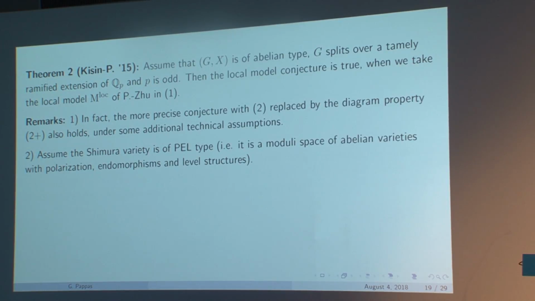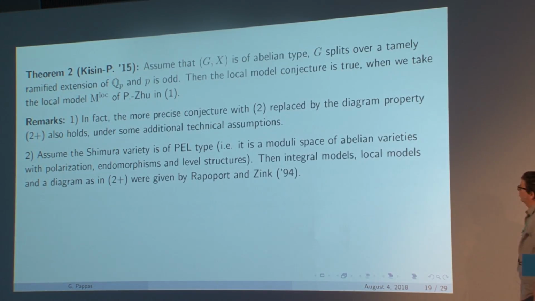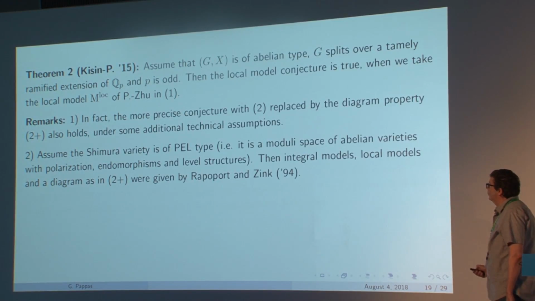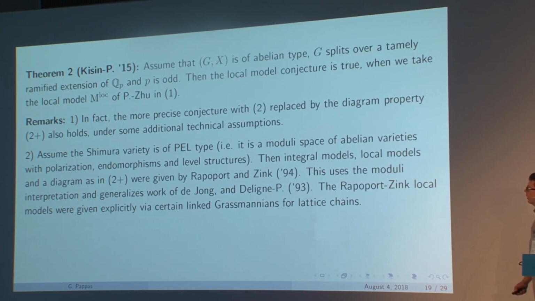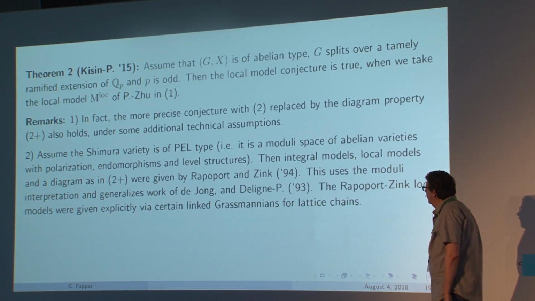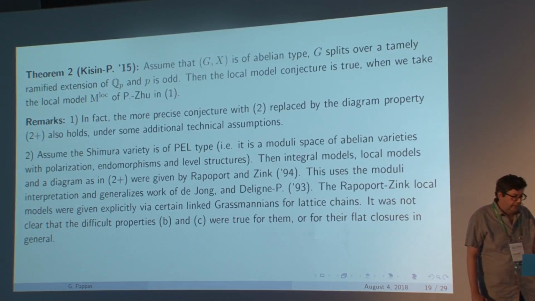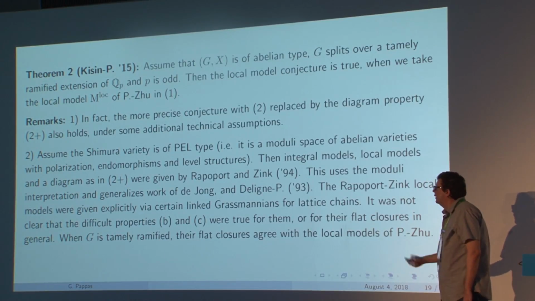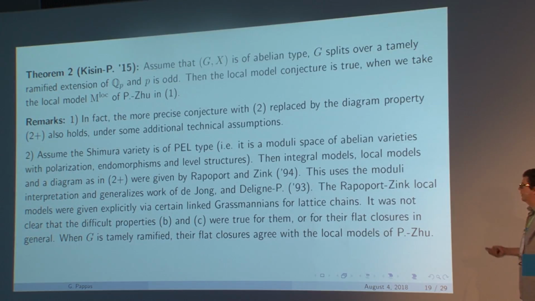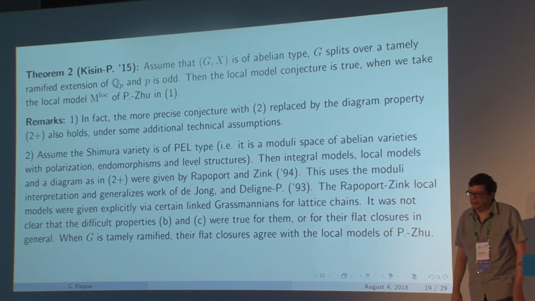And now there is a history in this. In the case of Shimura varieties of PEL type, integral models, local models, and the diagram as in 2 plus were given by Rapoport-Zink, and this just directly uses a modular interpretation. In this case, they give local models explicitly by linked Grassmannians for lattice chains. But these are given kind of ad hoc, and you don't know things like the special fiber is reduced or how to parameterize the points of the special fiber. So you don't know properties B and C for those models or the flat closures. On the other hand, when G is tamely ramified, the flat closures of the Rapoport-Zink local models agree with the ones we gave, and so you get extensions of all these results.